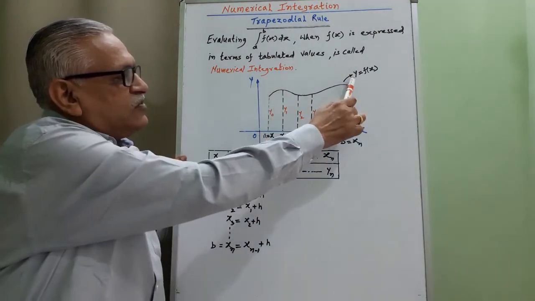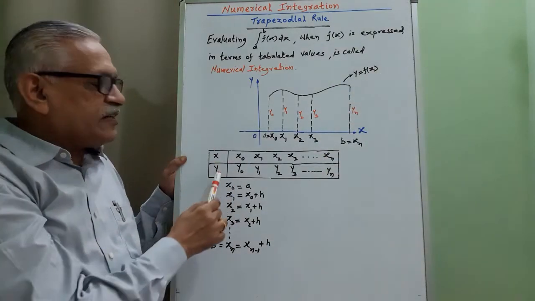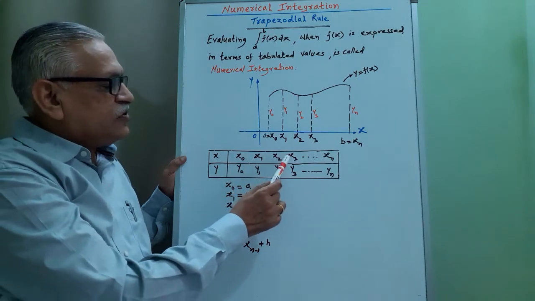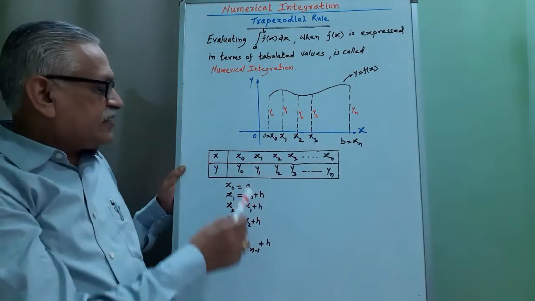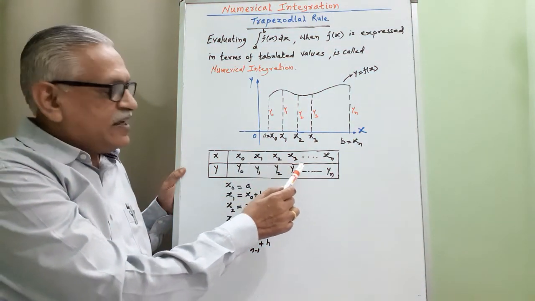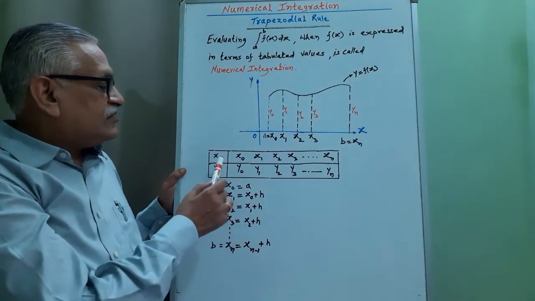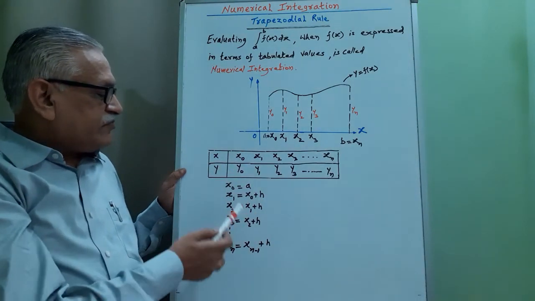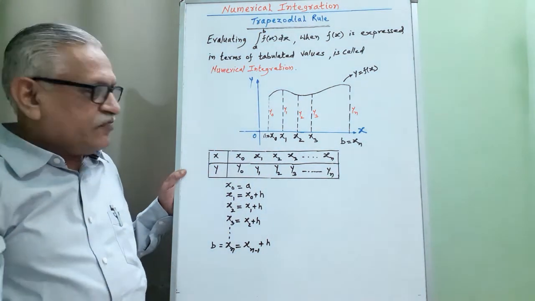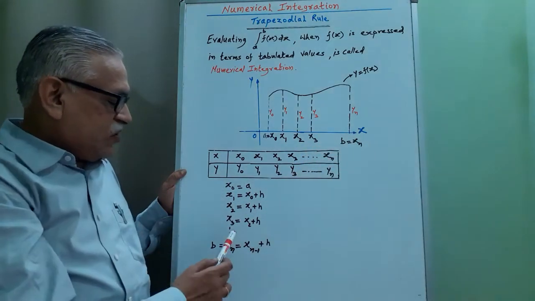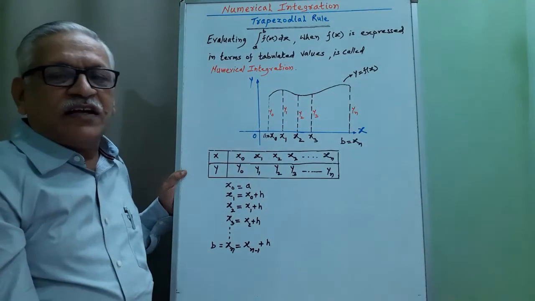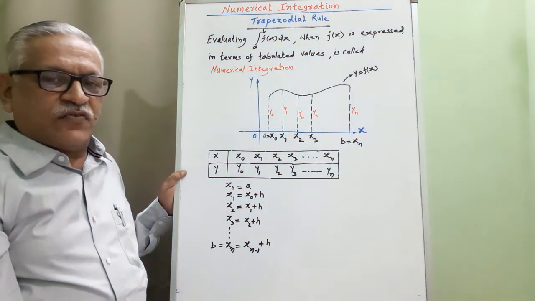In the figure, we have the curve y equal to f of x expressed in terms of tabulated values. Values of x are x0, x1, x2, x3 up to xn, and the corresponding values of y are y0, y1, y2, y3 and yn, where the lower limit is a, that we call x0, and the upper limit is b, we call it xn. Then we divide that interval into n number of equal intervals.